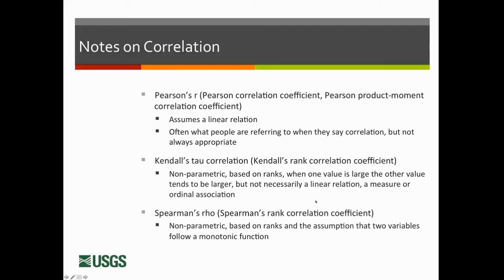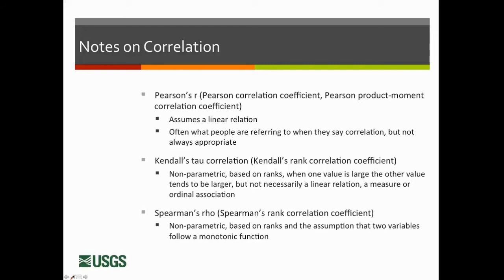There are a couple other measures of correlation. One is Kendall's tau correlation, or Kendall's rank correlation coefficient. This is non-parametric. It's based on ranks of the data, and when one value is large, the other tends to be large, and so on, but not necessarily a linear relationship. It's a measure of ordinal association. And there is Spearman's rho, Spearman's rank correlation coefficient. It is non-parametric as well, based on ranks of the data and the assumption that the two variables follow a monotonic trend.